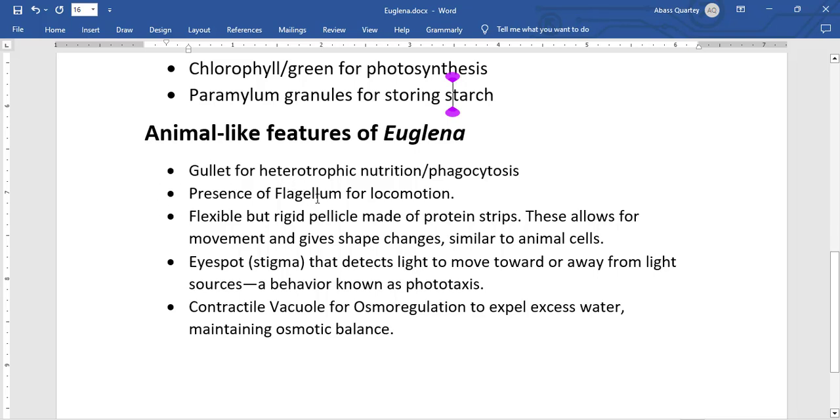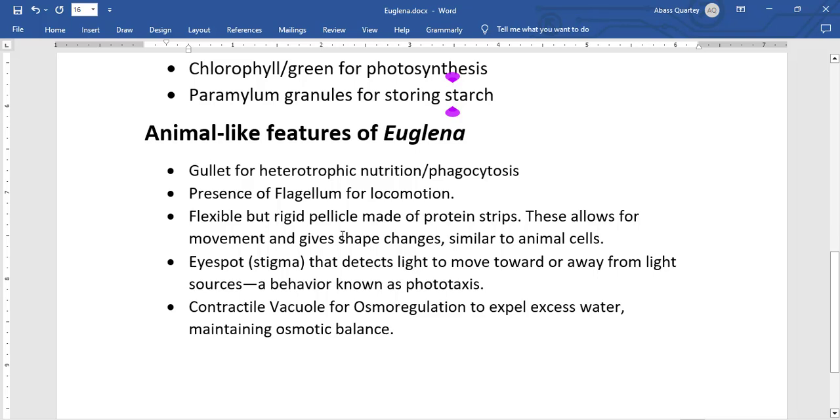So the chief reason for a protist to be considered animal-like is its ability to locomote, right? Any other feature is just an addition. So chiefly it is the presence of the flagellum that makes it an animal. But all these other points are worth considering. Then a flexible but rigid pellicle made of protein strips. These allow for movement and give shape.